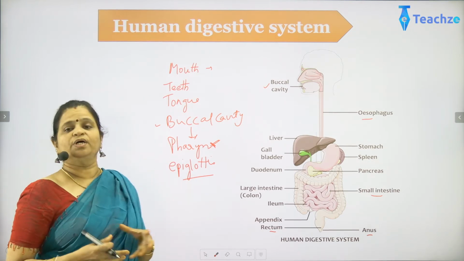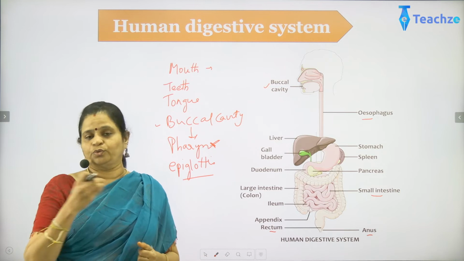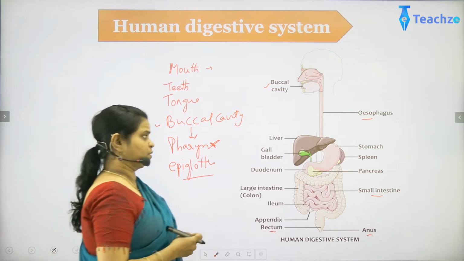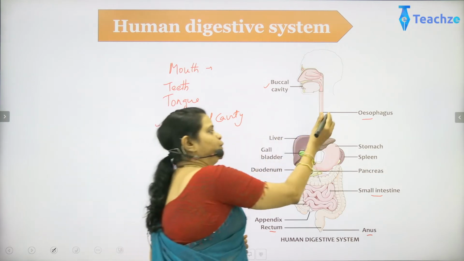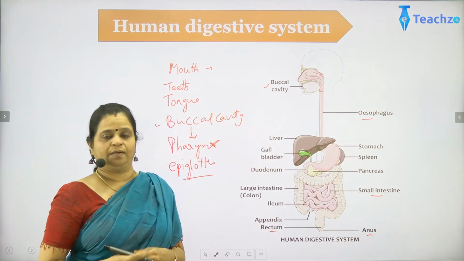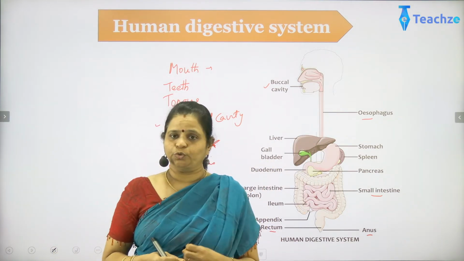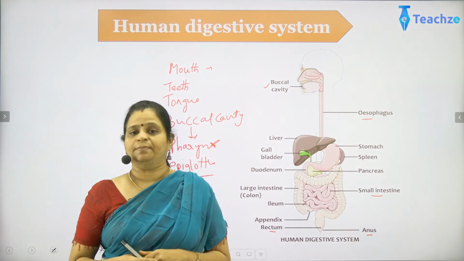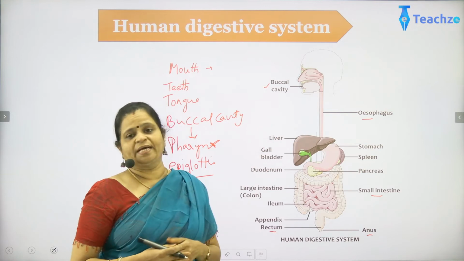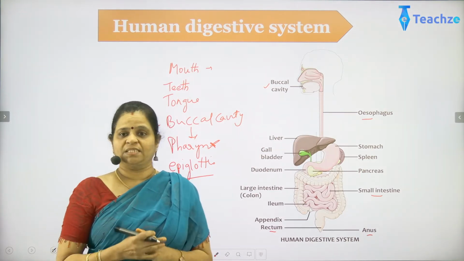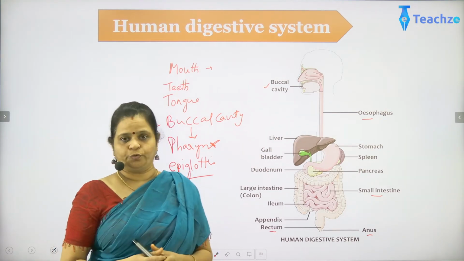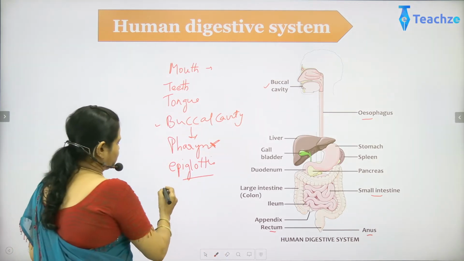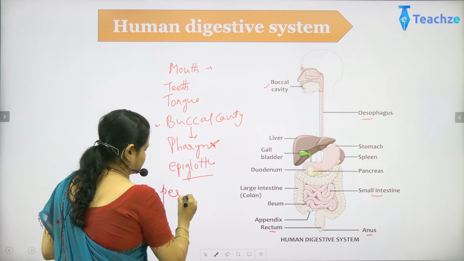So it helps us guard the passages of two different systems, that is the respiratory system as well as the digestive system. Esophagus: no digestion takes place at this point. It is just a muscular tube which connects the buccal cavity with the stomach region. The esophagus consists of muscles which help push down the food. The food is pushed in a rhythmic manner which is called peristalsis.